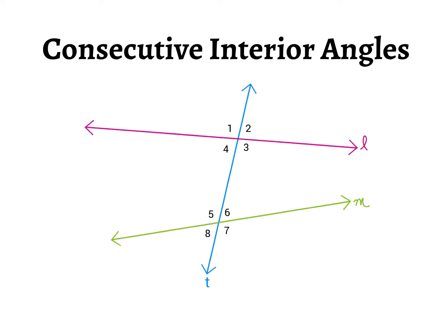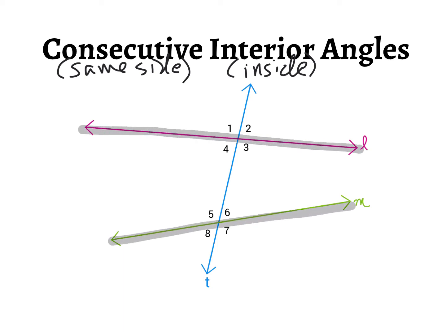Let's look at this next vocabulary word. We have consecutive interior. Now consecutive is going to be the same thing as saying same side. Interior means inside. So I'm looking at angles that are on the same side of the transversal and inside both lines. So I start with the two lines that are being intersected. I'm looking for the angles inside. So 3, 4, 5, and 6 are all inside these two lines.